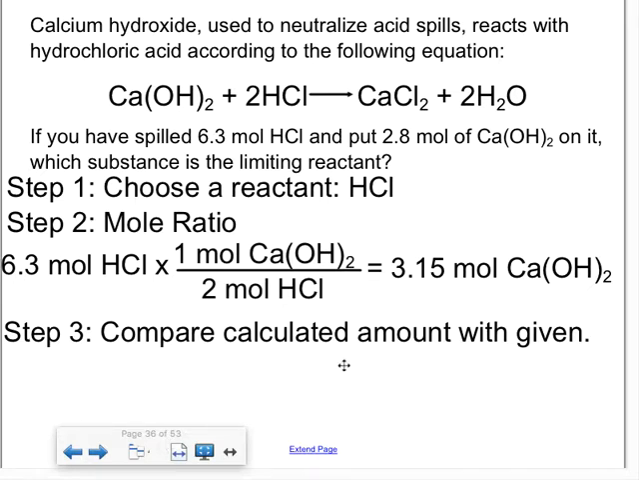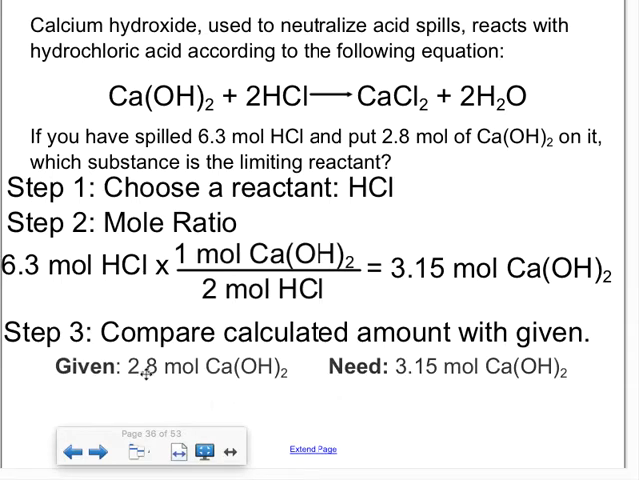So my third step, compare the amount with the given. So this is what I need. This is what I was given. So I'm given 2.8 moles of calcium hydroxide. I needed 3.15 moles of calcium hydroxide. Oh, I'm short. So calcium hydroxide is limited. So when you find the excess of one, the other one's going to be the limited one.